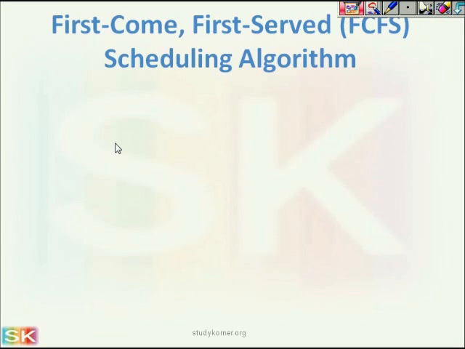Now the first scheduling algorithm can be first come, first serve. That means according to the arrival time of the processes, we are trying to schedule the processes with the CPU, right? So the process which is coming earliest will be of highest priority.